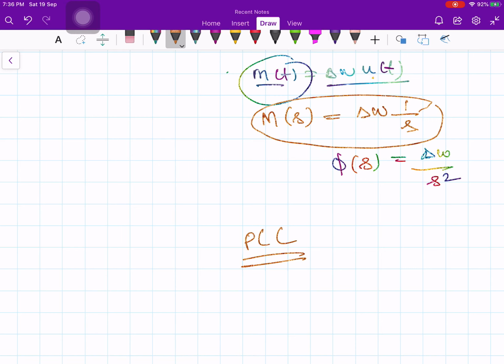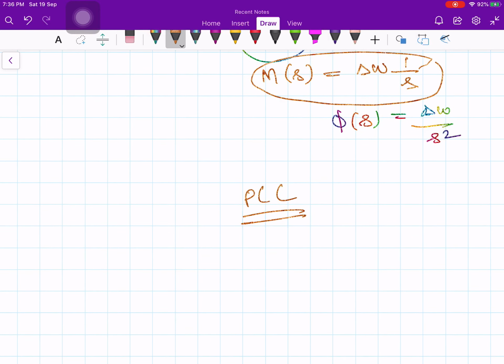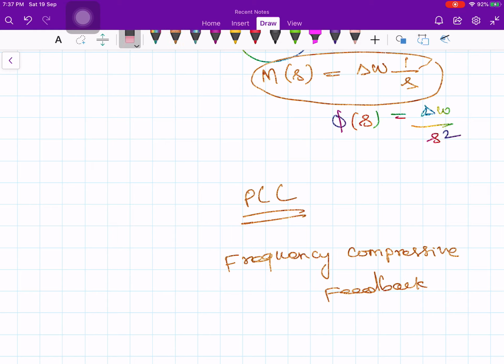So in the next lecture we will talk about yet another type of frequency demodulator, which is called the frequency compressive feedback demodulator.